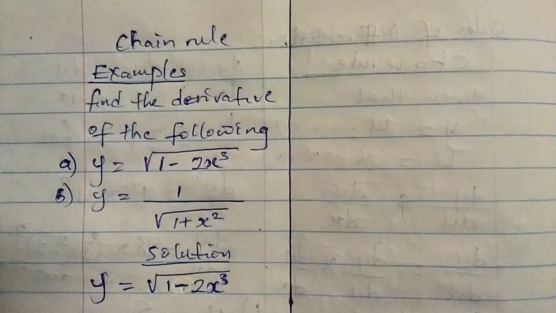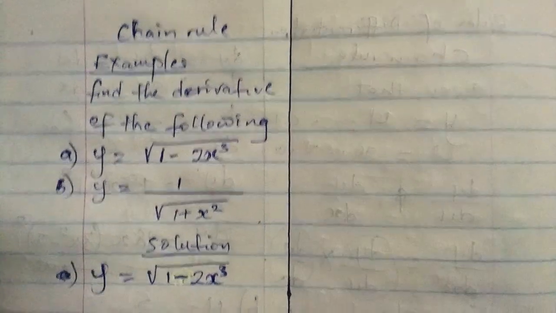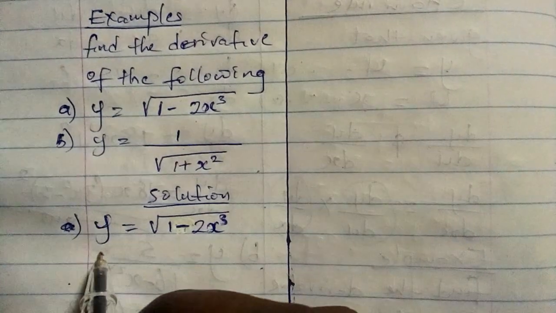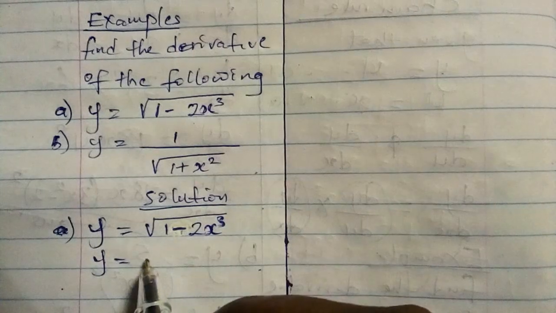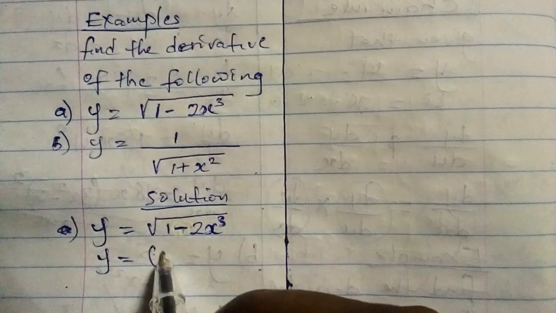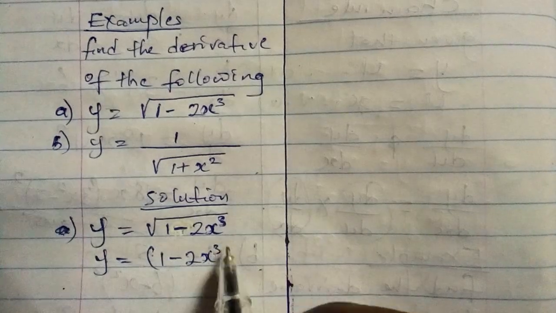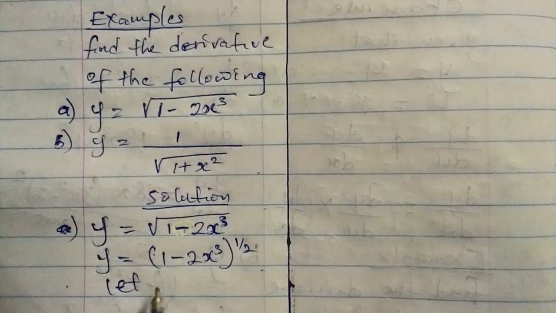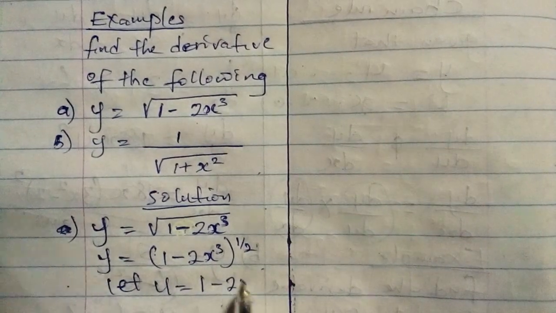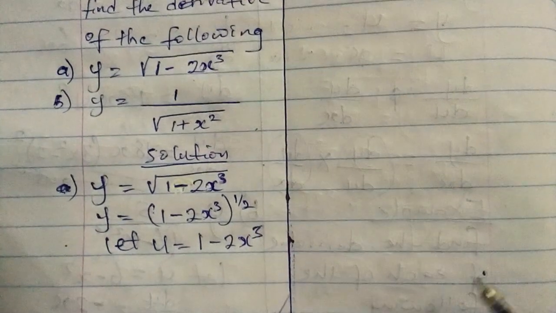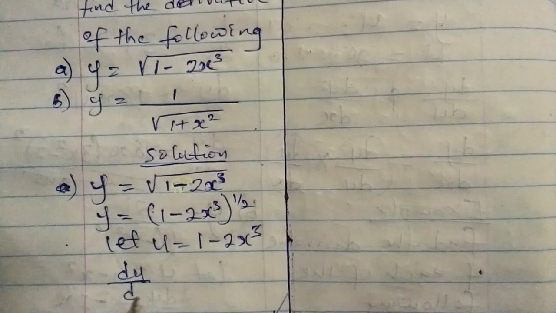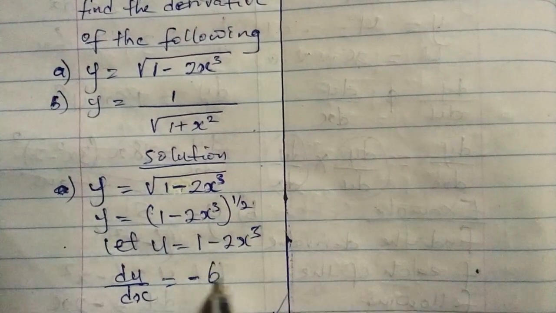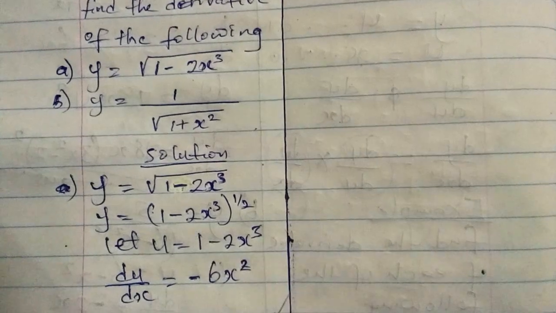Given the first one, part a, I have y equals (1 minus 2x) raised to power 3. First of all, this can still be transformed into y equals ((1 minus 2x) raised to power 3) raised to power half. Now you say let u equals 1 minus 2x raised to power 3. So now du over dx, differentiating this, will give you minus 6x squared. So we are through with that one.